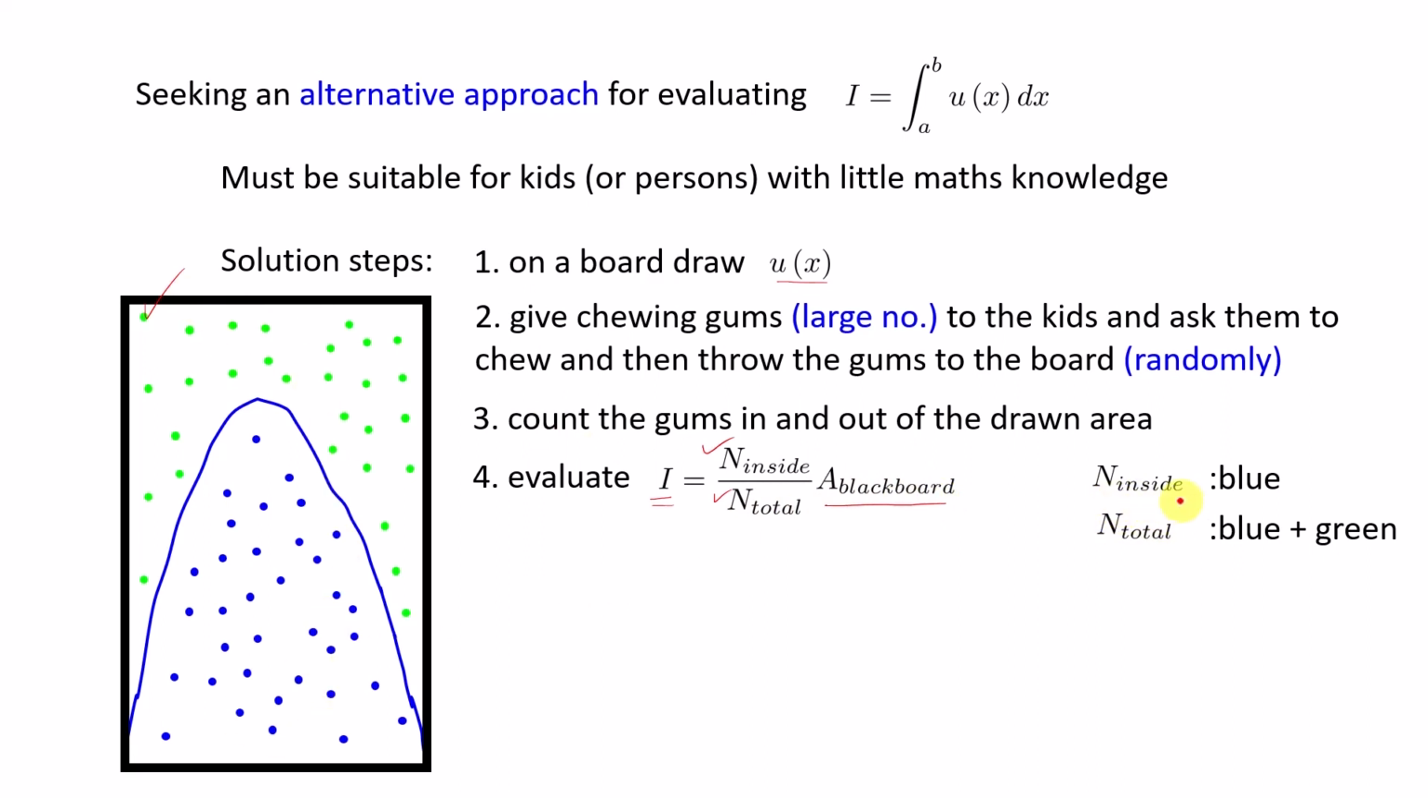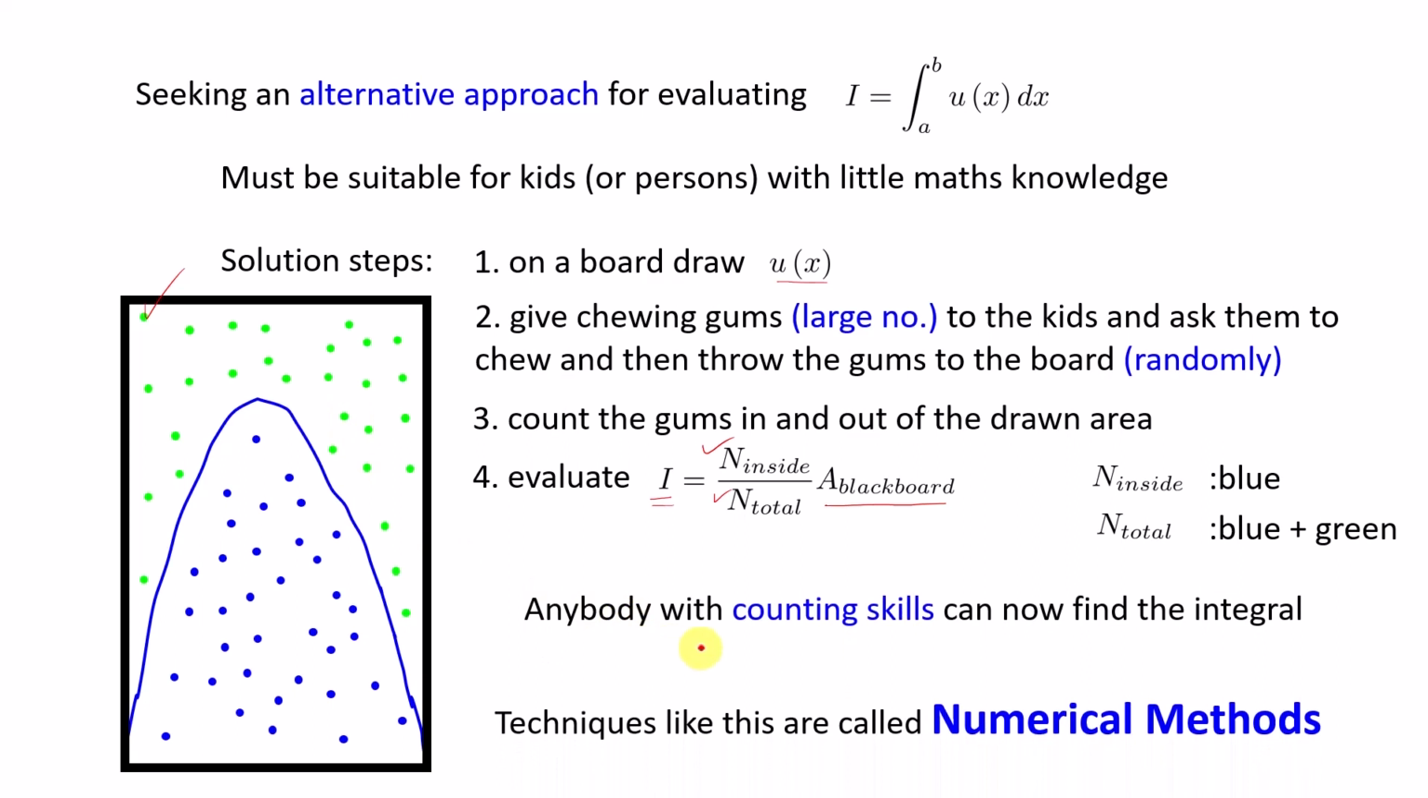And as I already said, that inside gums are blue and total gums are of course this blue plus the green gums which are outside the area. So now you can see that anybody with counting skill can now find the integral. So all you need is that the area of the blackboard which can be supplied. But after you know the area of the blackboard, you identify a person who can only count and do this experiment. After this experiment, the person can count n inside and n total.